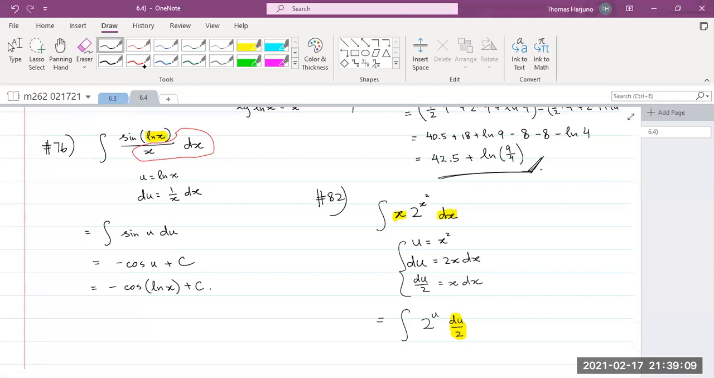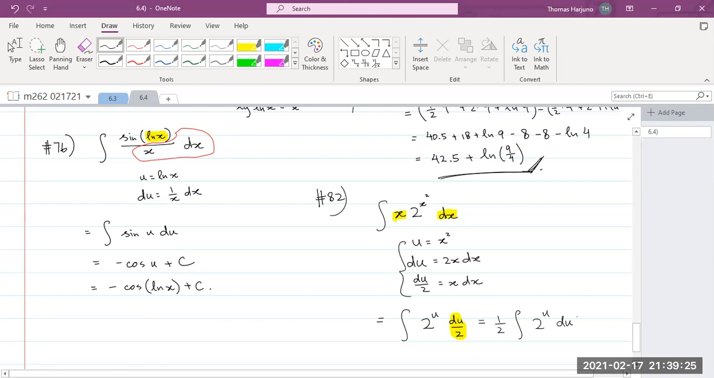Okay, so we now get... Question, Thomas. What? Could you also just move the 1/2 over to the left side of the integral too? That's what I'm going to do. Yeah, that's what I'm going to do. 2 to the u du.